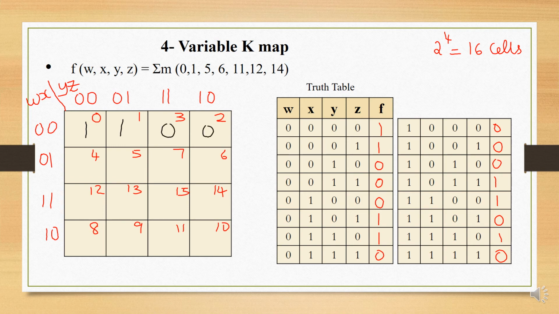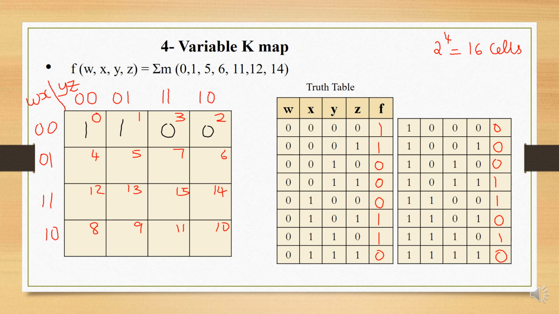Just look into the truth table here. Already we have placed according to the given Boolean function. Looking at the truth table, you can directly place the logic 1 values. Else, from the expression itself, you can directly place the logic 1 values in the K-map.